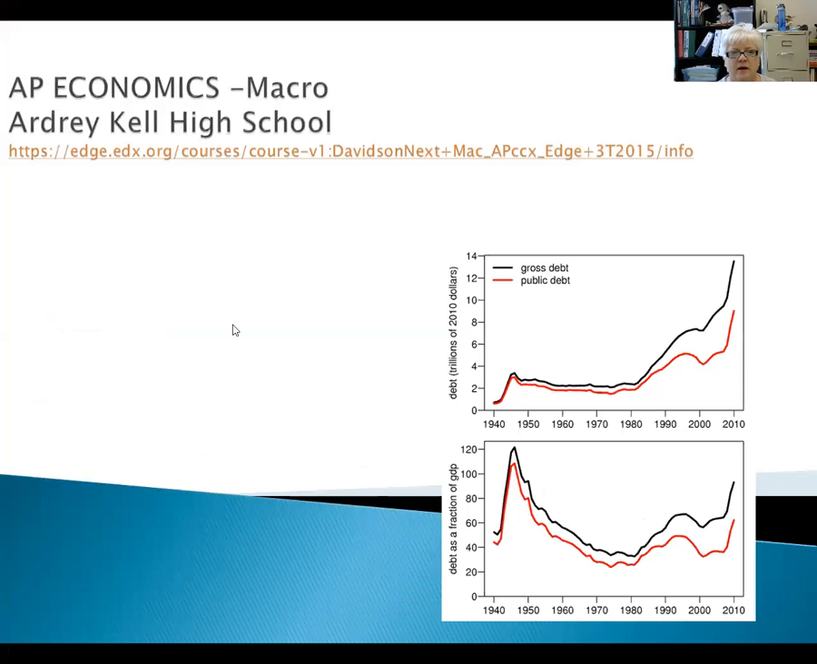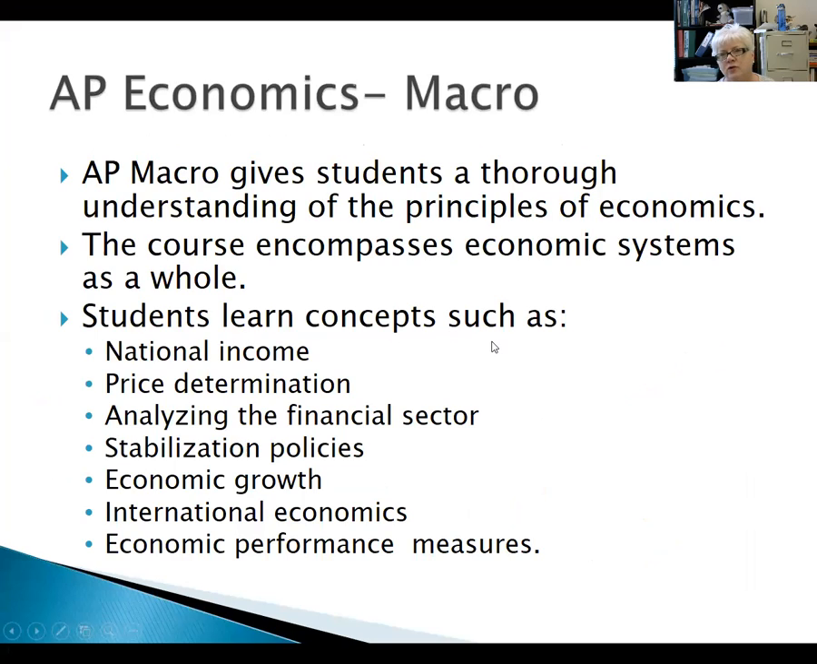So AP Macroeconomics is teaching you about the big picture of the economic system that we have in the United States. It gives students a thorough understanding of the principles of economics. The course encompasses economic systems as a whole. Microeconomics, which is taught by Mr. Green, is more narrow and it focuses more on industries and individual businesses.